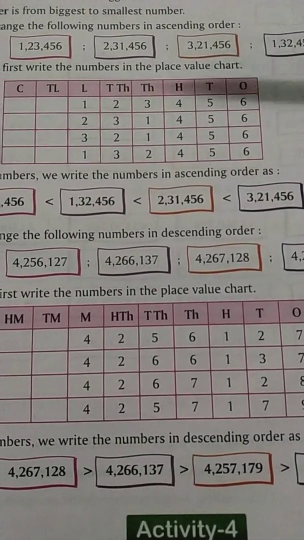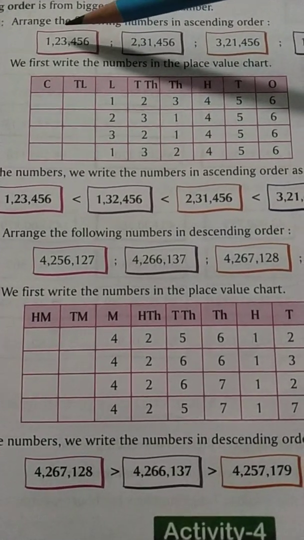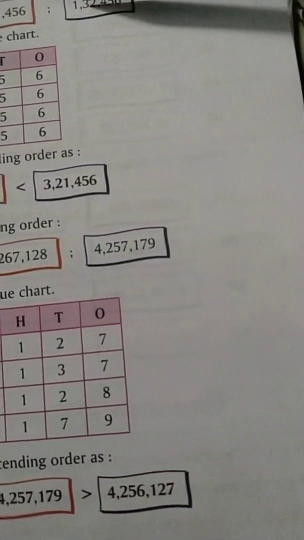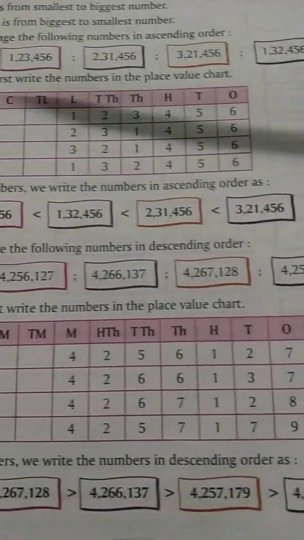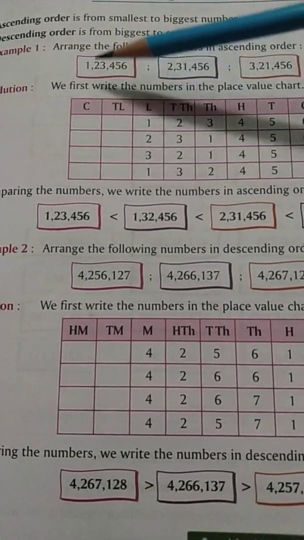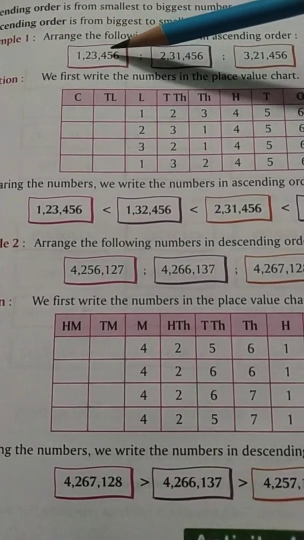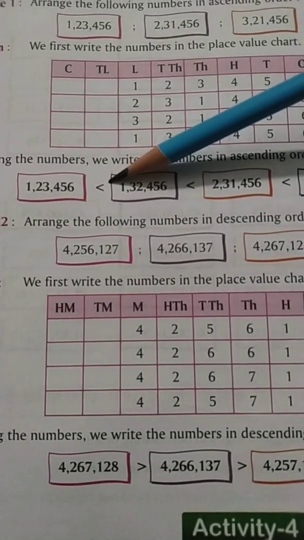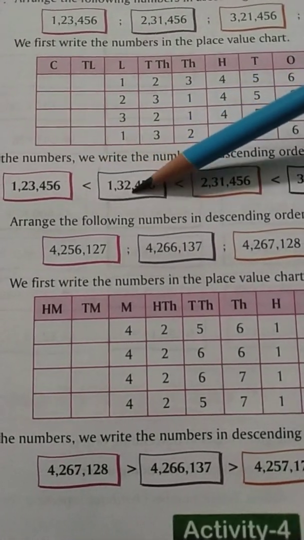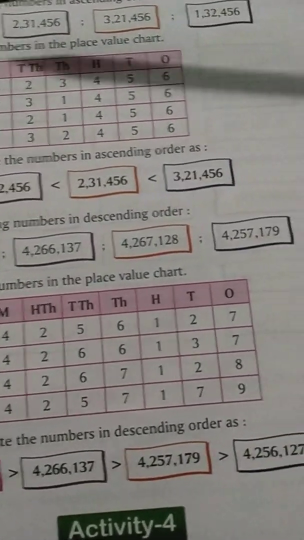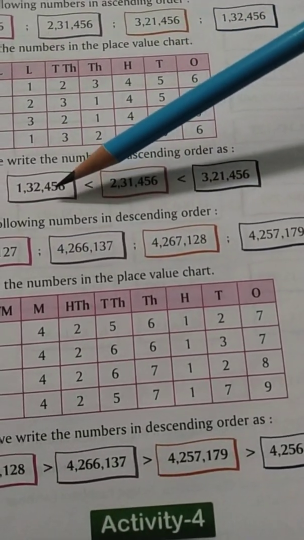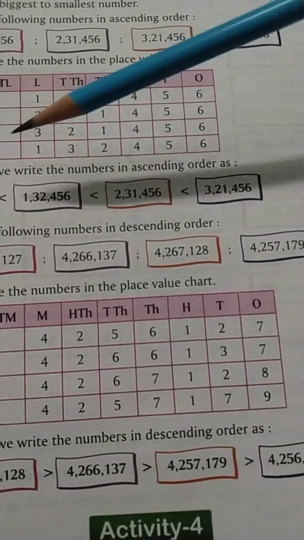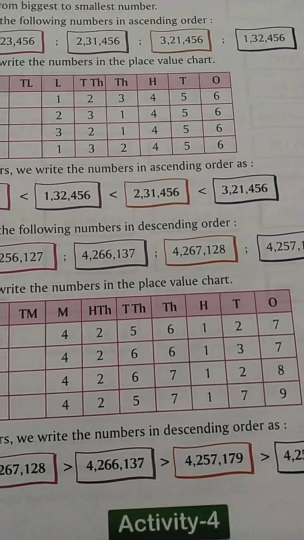Now, after having 1 lakh, we'll go to the next place. At 10,000th place, it has 2 and this one has 3. So it means this number is the smallest one. So you'll write there 1,23,456 and then we'll put a sign for the smaller one because this is the smallest number. Then there were two numbers with 1 lakh, so the other one will come now here. After that the 2 lakh number will come and then the 3 lakh number, to arrange them in ascending order.